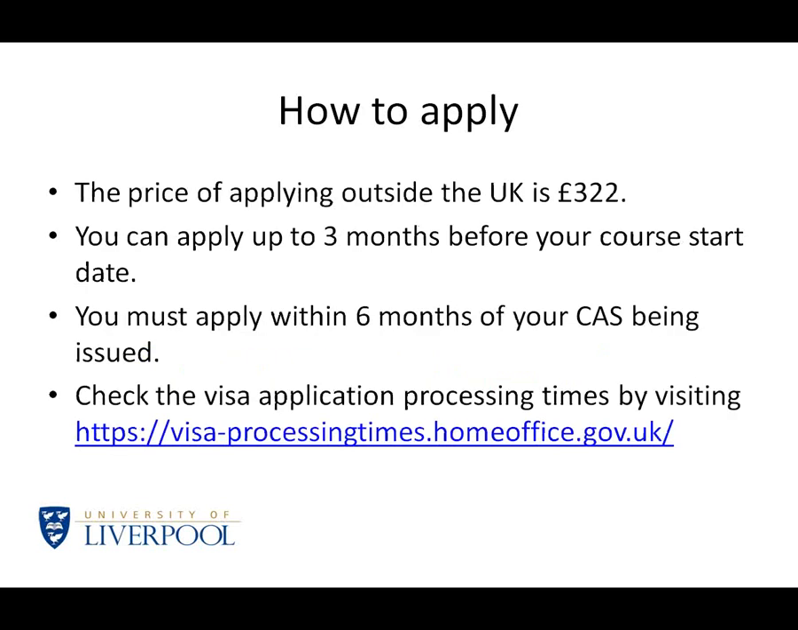How to apply. So the price of applying outside the UK is £322. You can apply up to 3 months before your course start date, and you must apply within 6 months of your CAS being issued. Otherwise, the information on your CAS becomes too old. You need to check the visa application processing times by visiting this website here. So that will give you an idea of how soon before your course starts that you need to apply. And they actually break that down to your country, so they give you quite useful information about how long your application will take.